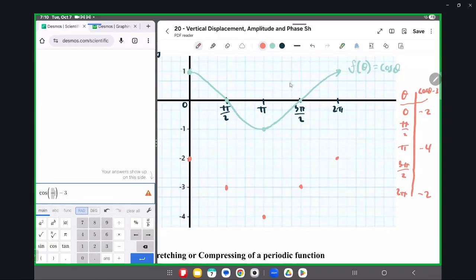Let's type in cos of pi over 2. There's our -3. And cos of 3 pi over 2 is -3. And so we can then connect this with a smooth curve as best you can. And we claim that this is g of theta, which is equal to cosine theta minus 3.